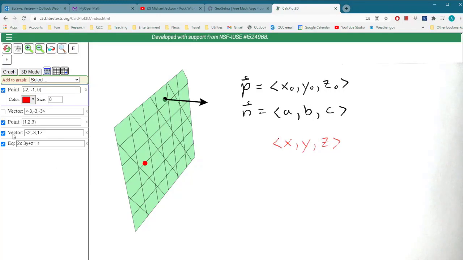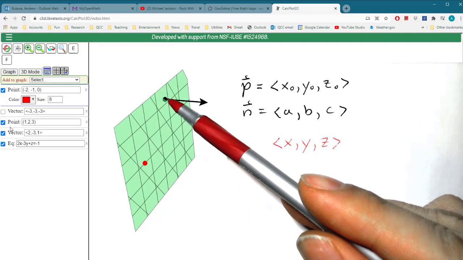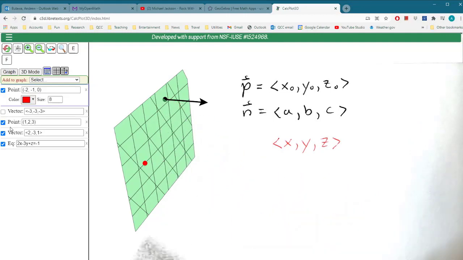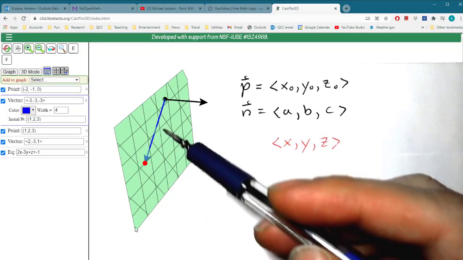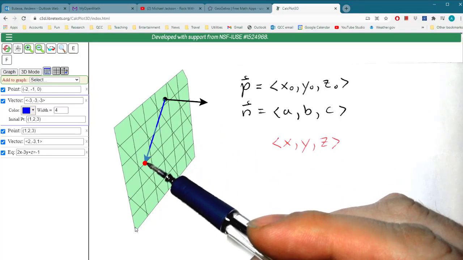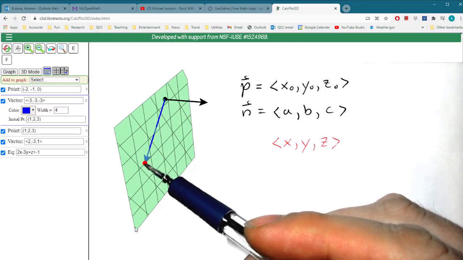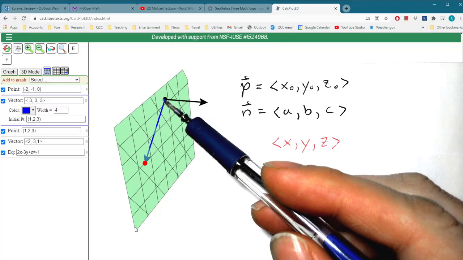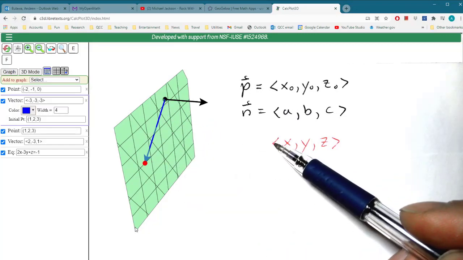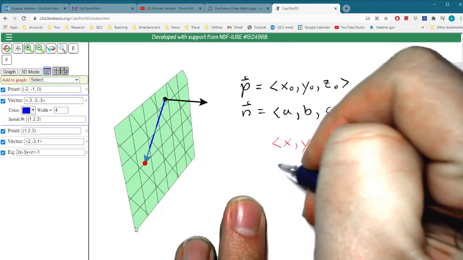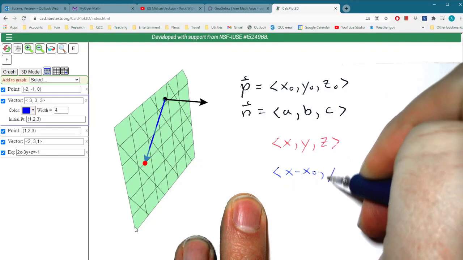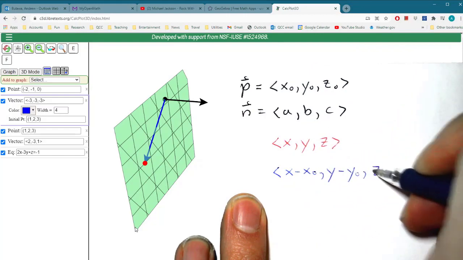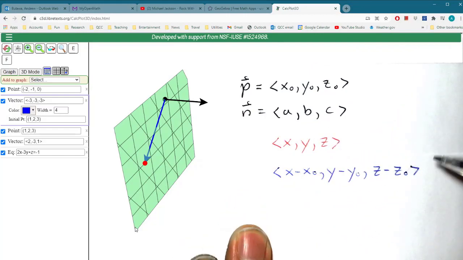And now what we're going to do is extend a vector from this first point, P, to the second point, x, y, z. All right? So let's draw that vector there. What would this vector be? Well, it goes between this point, x, y, z, and this point, x naught, y naught, z naught. So to find this vector, we just take the difference. So that vector is going to be x minus x naught, y minus y naught, z minus z naught, right? That's the blue vector.